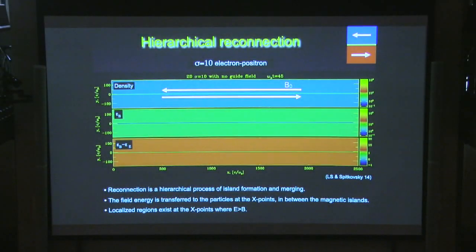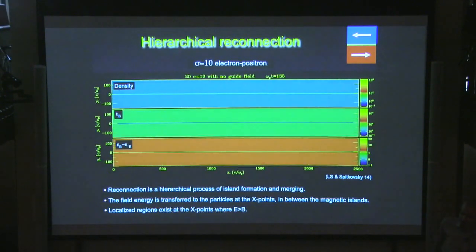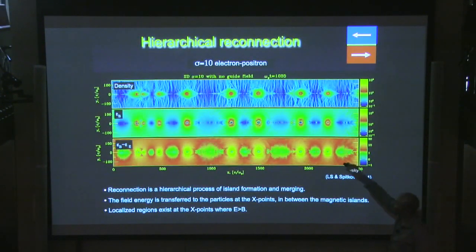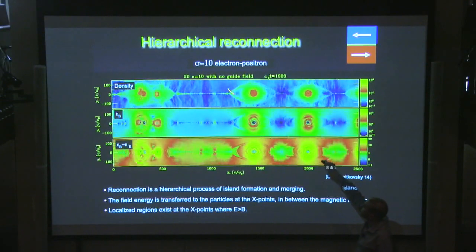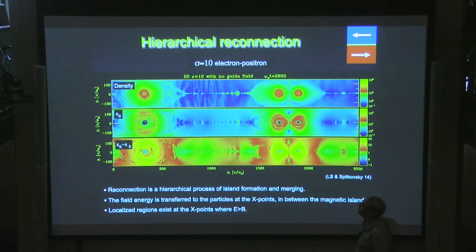So let me give you a description of how reconnection looks. We start with a magnetic field that is oriented to the left in the top part and to the right in the bottom part. And we let the system evolve, and this is how it evolves. It starts with the formation of small-scale islands, which then grow and coalesce to larger and larger scales.